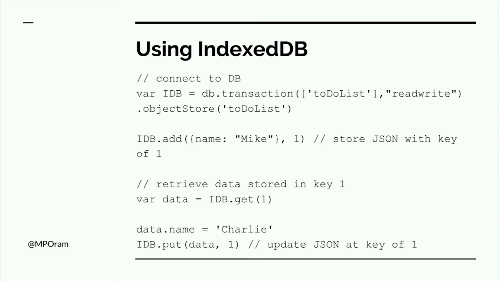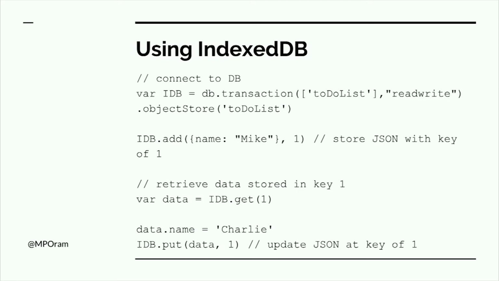So how do we use IndexedDB? It's actually pretty easy. In any browser which supports it, which these days is all of the modern ones, we simply open a new database. We open a transaction, give it a database name. This one is called to-do list. We give it the permissions that we want, so read, write. And then we open an object store, which is like a table from your database.